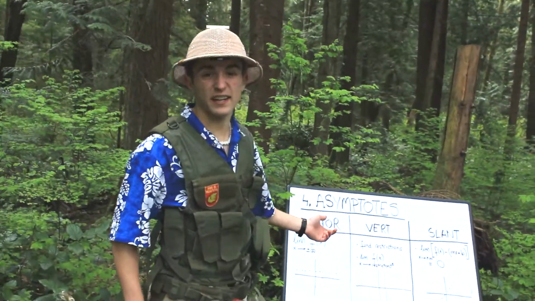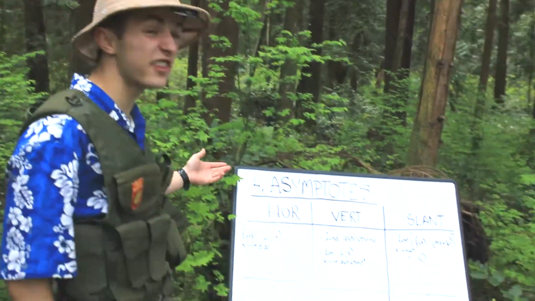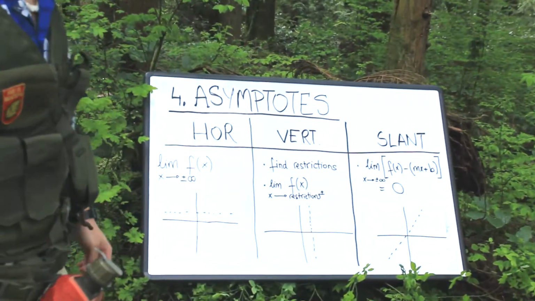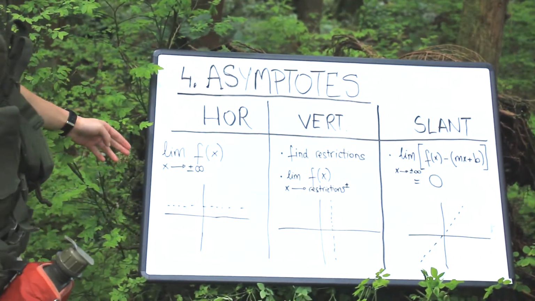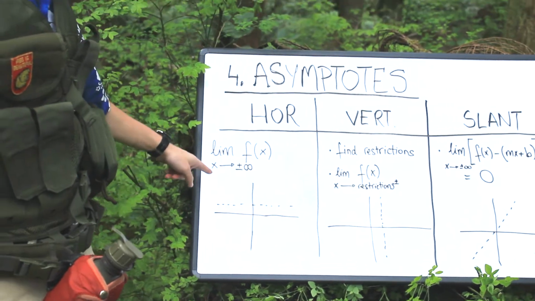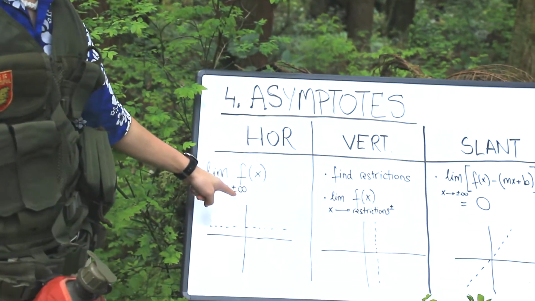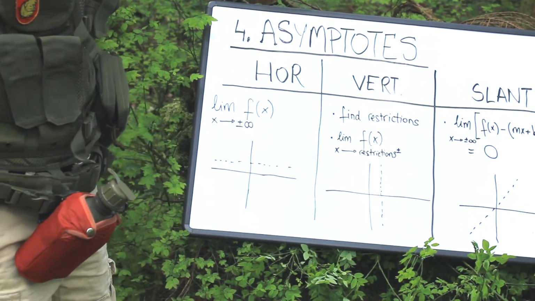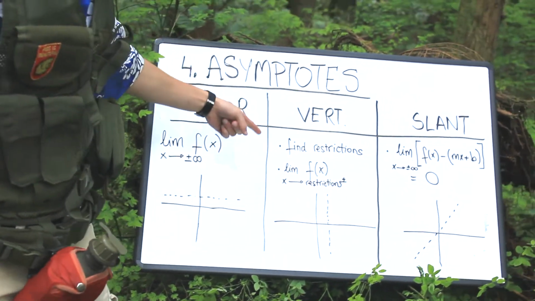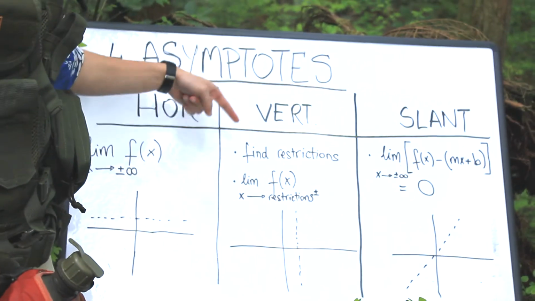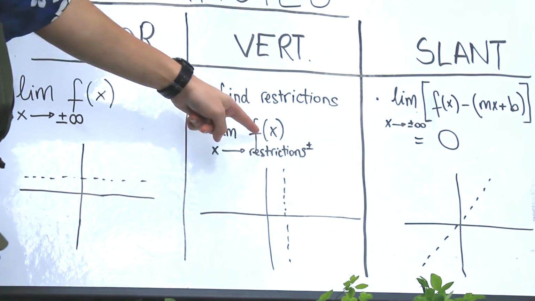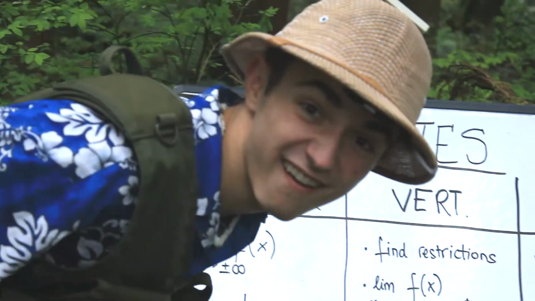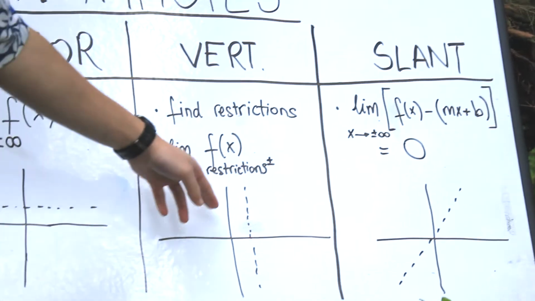So, any kind of graph could have either horizontal, vertical, or slant asymptotes. So for horizontal asymptotes, you need to take the limit of the function as x approaches positive and negative infinity. This is an example of a horizontal asymptote. For vertical, you need to find the restrictions of your function, plug in the limit for f of x as x approaches the restrictions from the right and the left sides. Here's an example of a vertical asymptote.